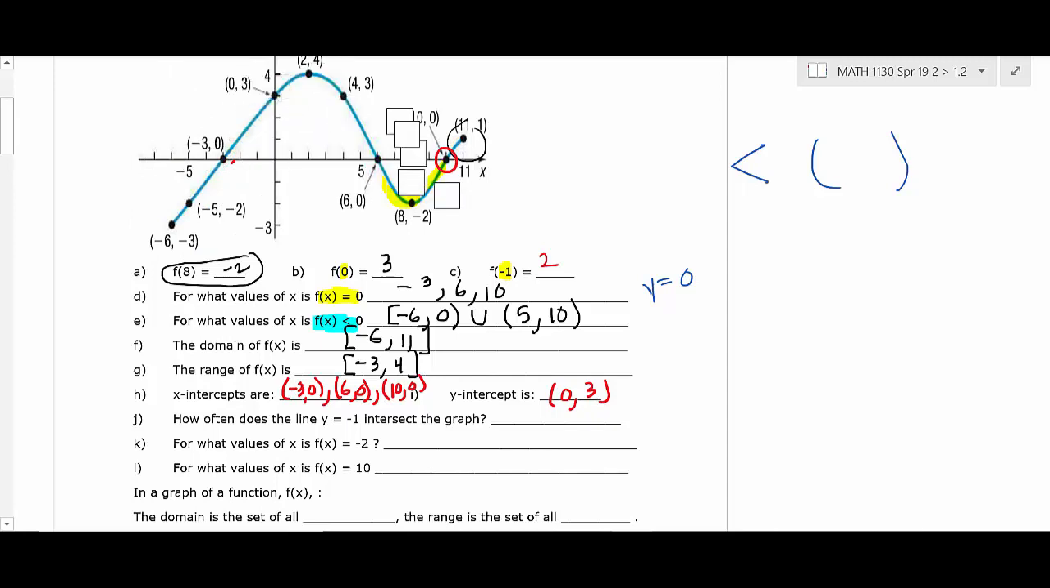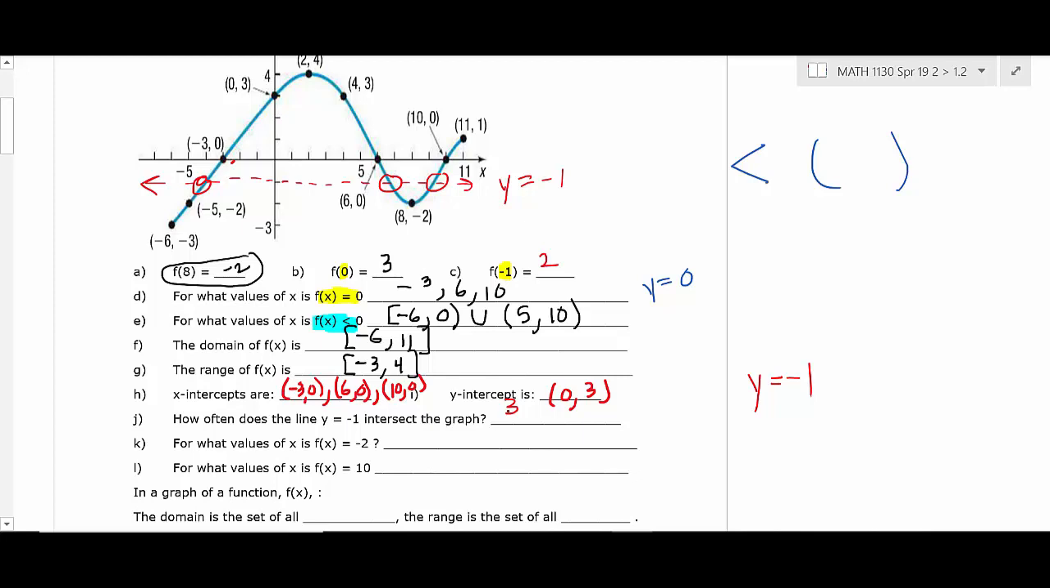All right, now the next question, let's see what this one's asking. This just says, how often does the line y equals -1 intersect the graph? Okay, what does the graph of y equals -1 look like anyway? That's a horizontal line. So what I'm going to do is just go like this in my mind. That would be the line y equals -1. So how many times does that line cross the graph I gave you? Looks like 3 times. Okay, so it would be there, there, and there.